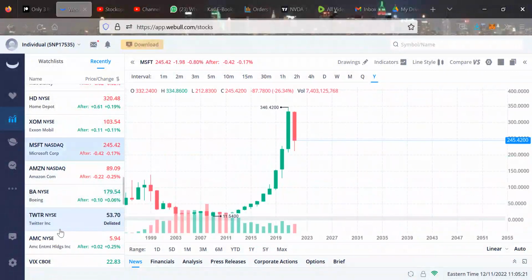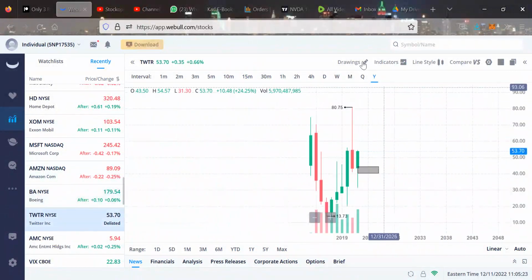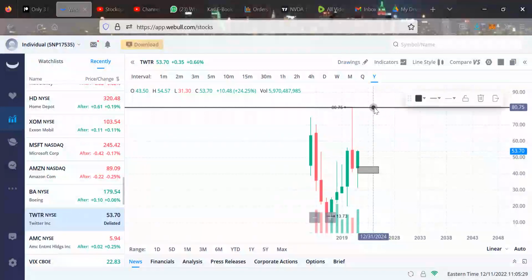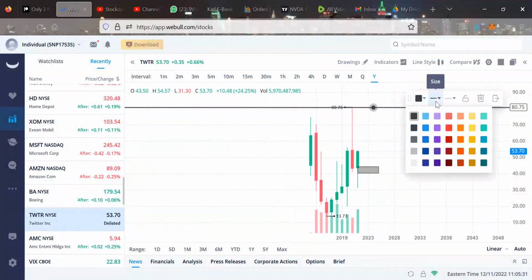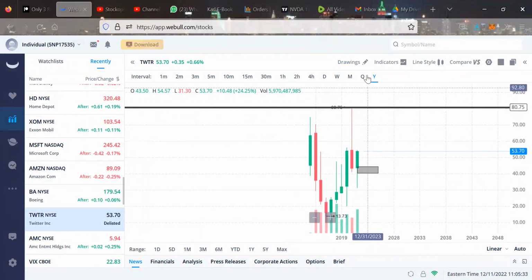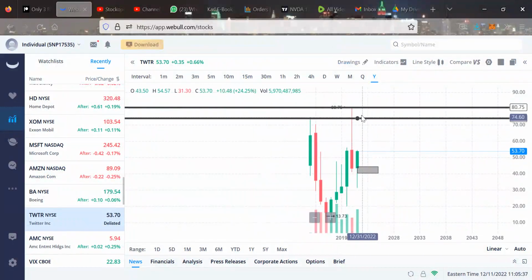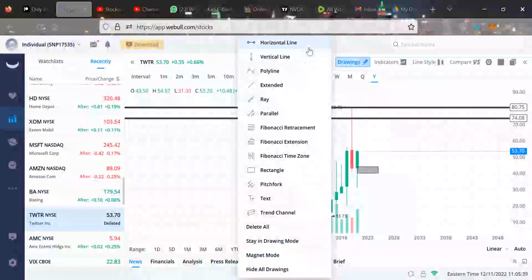Let's not mess around with BA. I need BA. So let's say Twitter. I will go to my yearly, and this is my resistance, right? Resistance here. I'll make it thicker because that's a higher time frame. I'll tell myself it's a yearly. Black is yearly, right? Literally, this is how I used to trade.